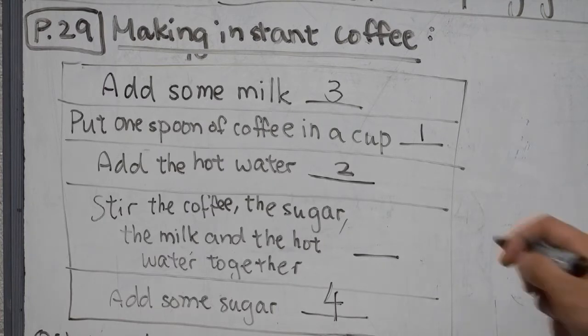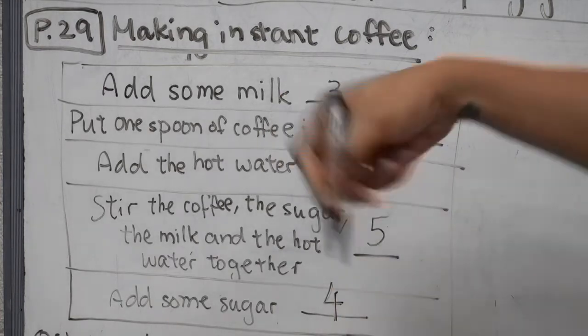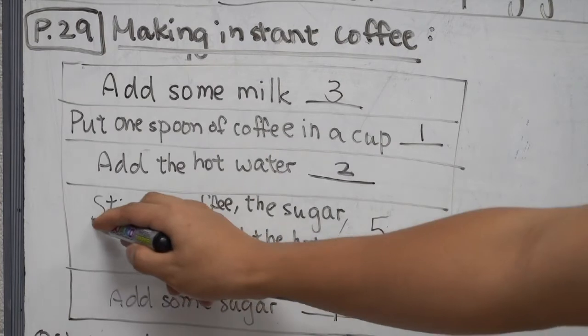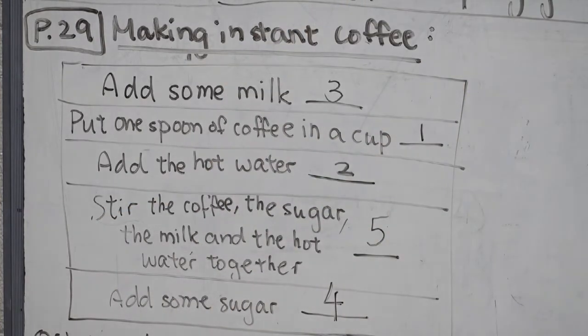And lastly, number 5 is stir the coffee. Stir means mix, okay? Stir the coffee, the sugar, the milk, and the hot water together. Together means all at once, right there in the same cup. So all together we have first, number 1, then number 2, next, number 3, after that, number 4, and finally, number 5.